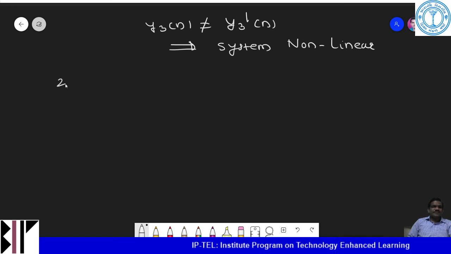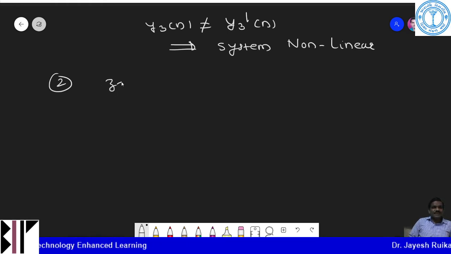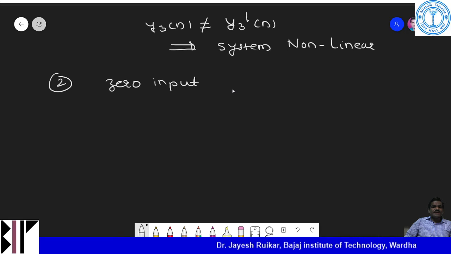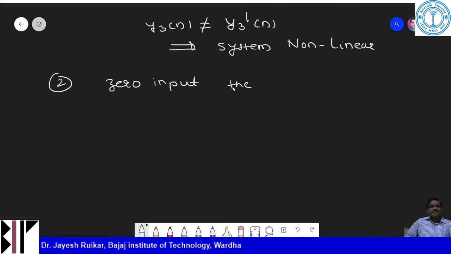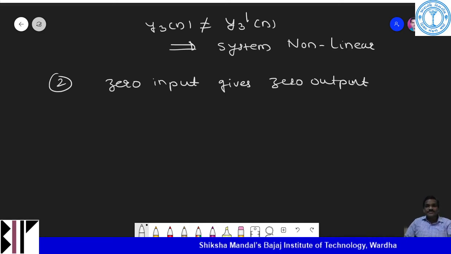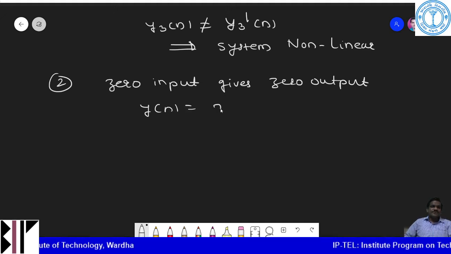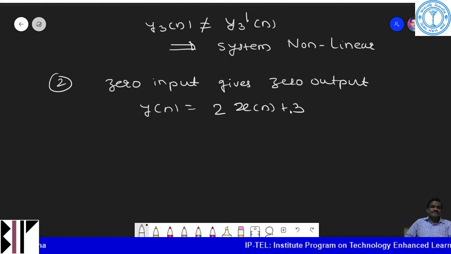Another way is also there, which is a very simpler way. The second way is nothing but providing a zero input to the system. If we provide a 0 input to a system, then it will give you a 0 output. So I will write again y of n is equals to 2 times x of n plus 3.